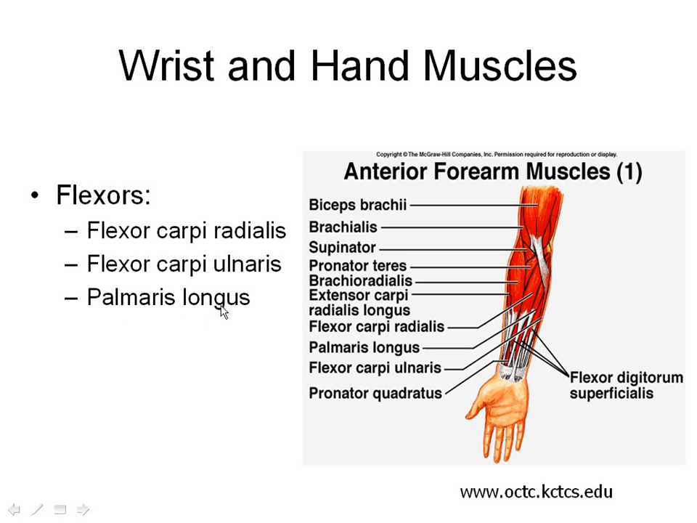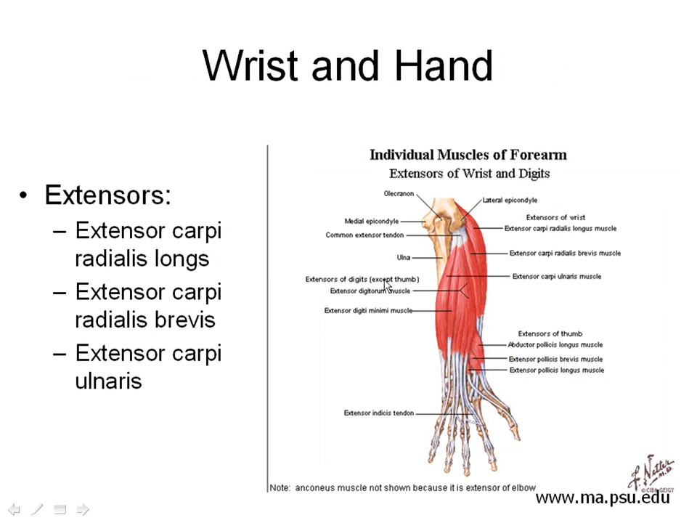And finally, palmaris longus sits right in between flexor carpi radialis and flexor carpi ulnaris. Palmaris longus indicates that it is longer and it goes into the palm of the hand. So right in the middle, we have one muscle coming past the wrist, extending into the palm of the hand, and that's palmaris longus. If we do extensors, we see extensor carpi radialis longus, extensor carpi radialis brevis, and extensor carpi ulnaris.